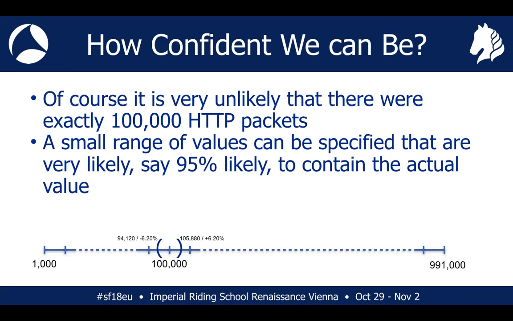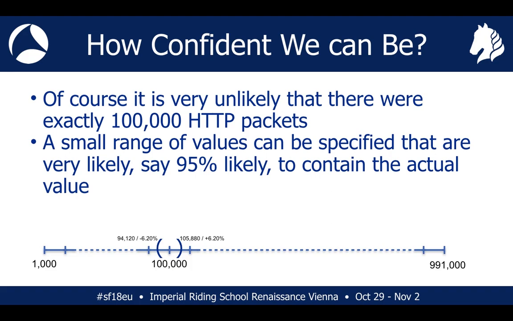So we have an extra tool which is called confidence interval that helps us in understanding a range around 100,000 so that we can say that we are 95% likely that the actual number of packets fall within this range. In this example, if we do the math, we find the solutions that are written there. So the two parentheses give us the 95% confidence interval.